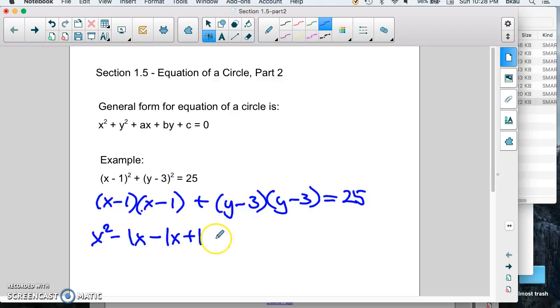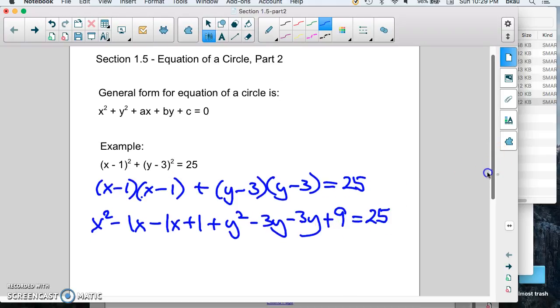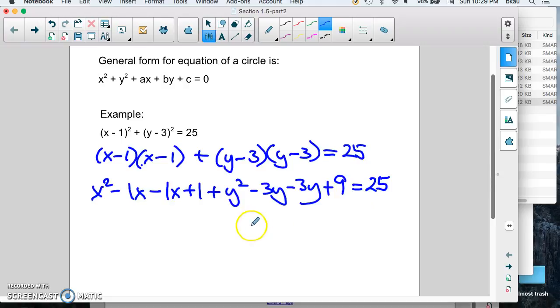In the second set here we're going to have y squared for the first two terms. That's y times y. Outside is y times negative 3, which is negative 3y. And we're going to get that also for the inside pair, this pair. And then the last two terms are going to be 9. So this is expanded out using FOIL: first, outside, inside, last.